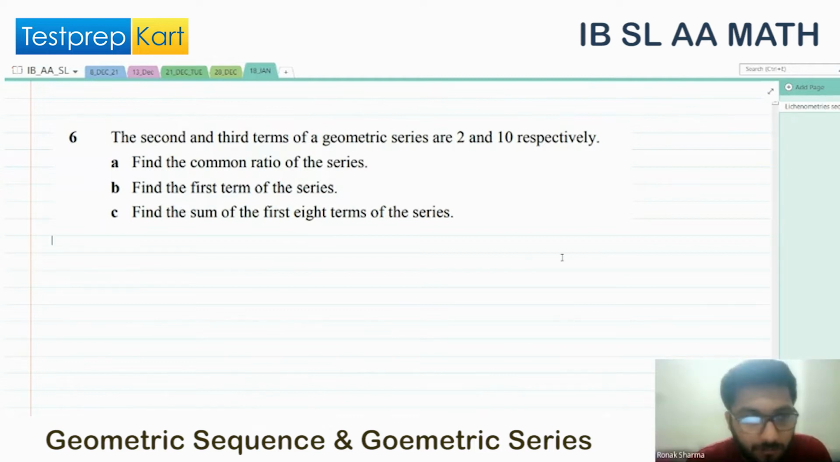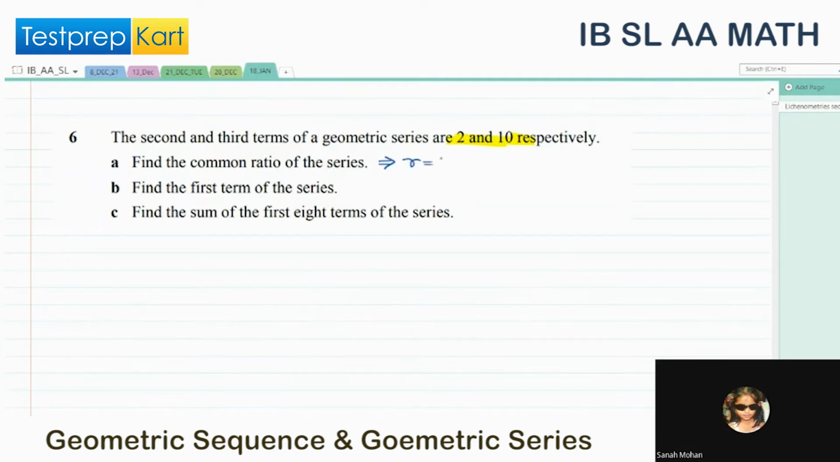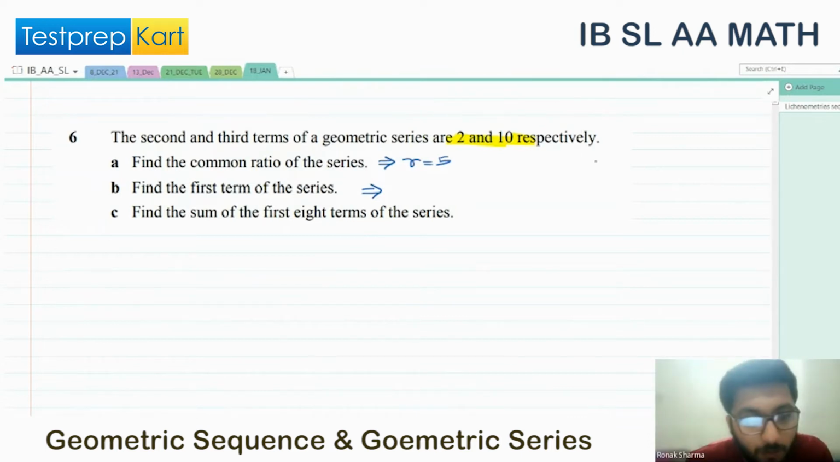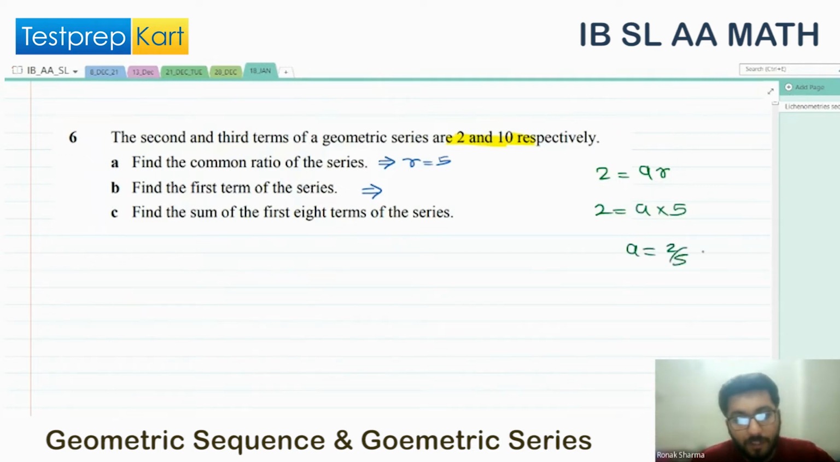The second and third terms of a geometric series are 2 and 10. So what will be the R? 5. And what is the first term? 0.4. Okay, so the first term will be A. I can see that the second term is 2, and it should be AR, right? But R is 5. So you're saying 2 by 5, that is 0.4, right? Good.